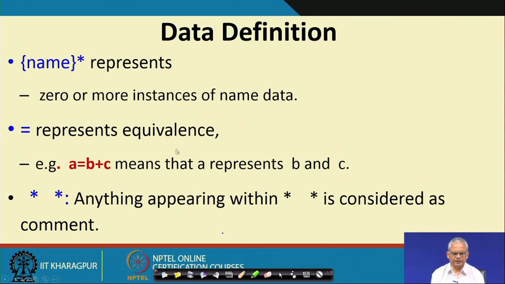Equal to is of course equivalence. So, A equal to B plus C means A consists of B and C. So, A is a composite data item containing B and C. As you can see, the data definition is very simple, using few operators like plus, square bracket, curly bracket and so on. And we can also write comments here within 2 stars.